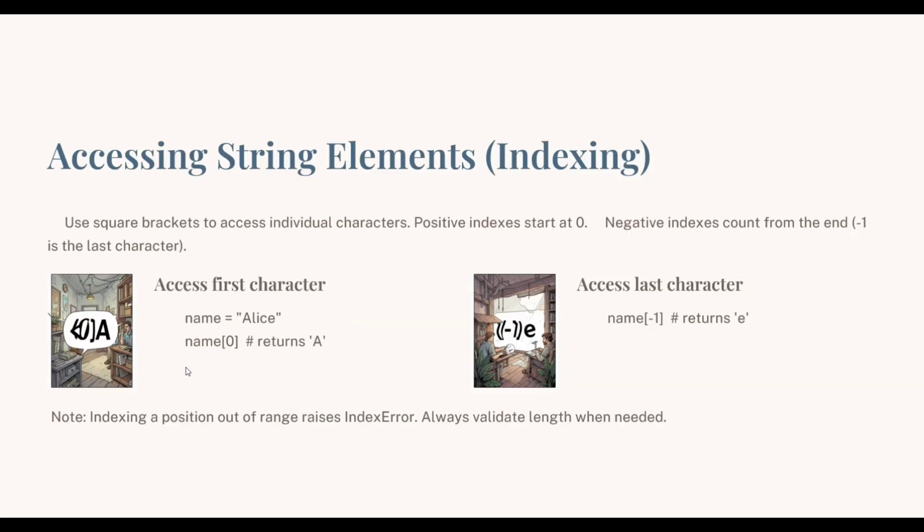Okay, so index error. We need to be careful while accessing indexes. Suppose name is equal to Alice. The length of the string is 5. Indexes are 0, 1, 2, 3, 4. If we write name 10, Python will generate an error. The error is index error because the position does not exist. So before accessing indexes, we should know the length of the string.